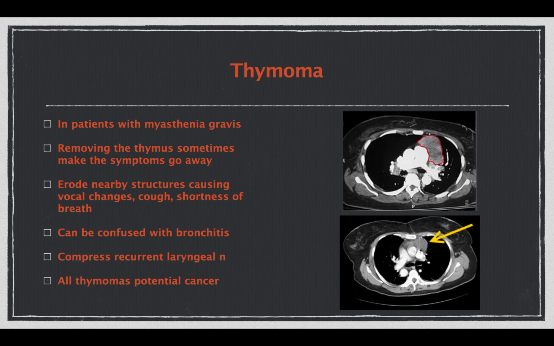Okay, thymoma, it usually occurs in patients with myasthenia gravis, and removing the thymus completely sometimes makes the symptoms just go away. The problem with thymomas is that they erode the nearby structures, and that causes vocal changes, coughs, shortness of breath. So it can be confused with bronchitis. So it's important to read these MRIs and X-rays very carefully. And the cause of the cough and the vocal changes is that it compresses the recurrent laryngeal nerve, and all the thymomas are potentially cancerous.